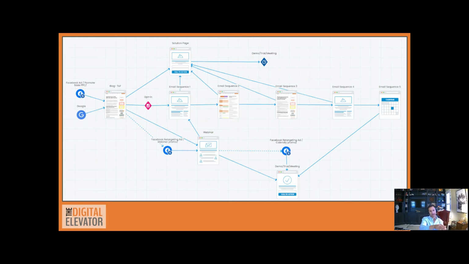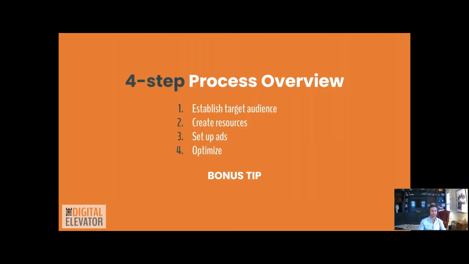There's organic paths and then there's paid paths, and that's what we're going to do with content marketing. We're going to kind of hit all of them. So here's our 4-step process that we've been building up to. Establishing a target audience, creating resources for that audience, setting up ads for that audience, and then optimizing what we've built. And then there's going to be a bonus tip at the end, so stay tuned for that.